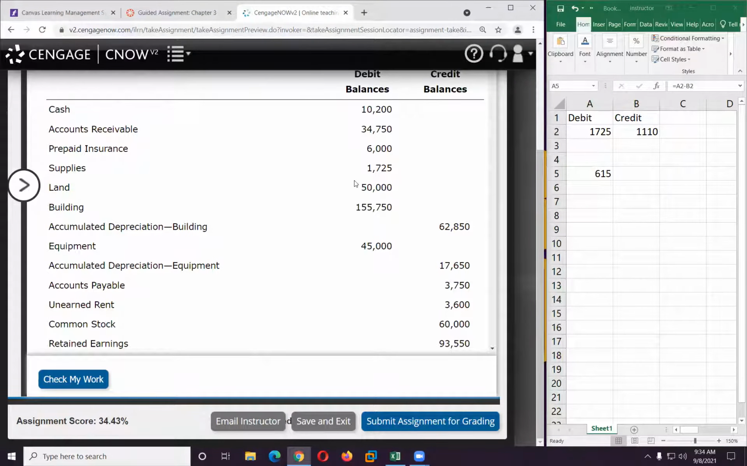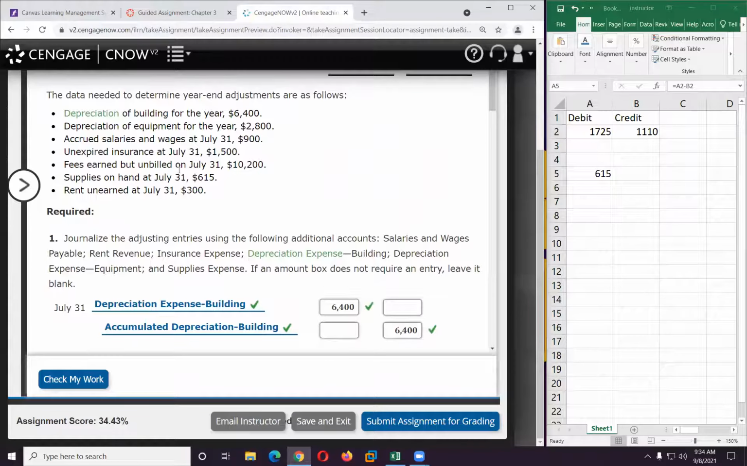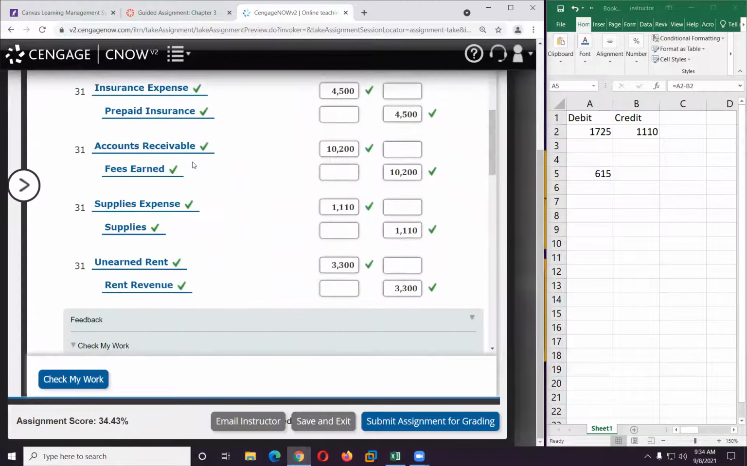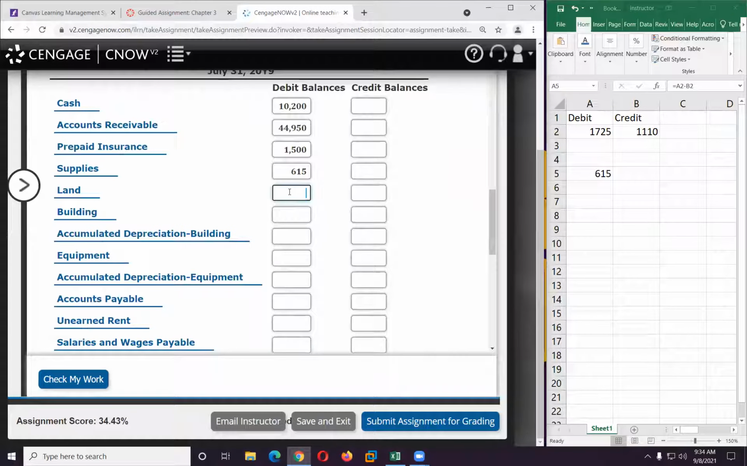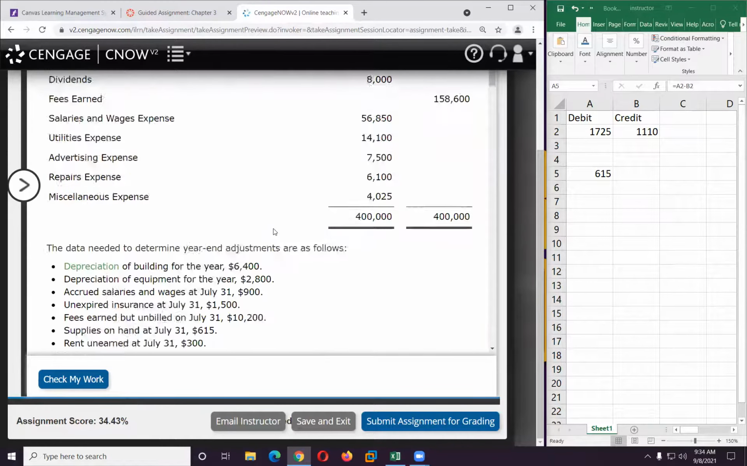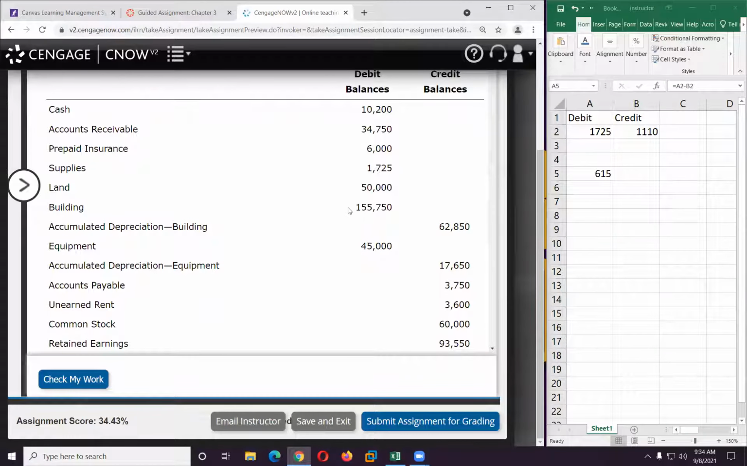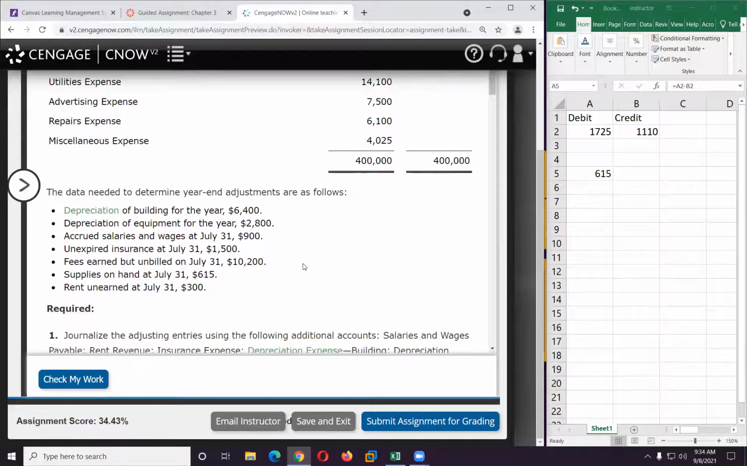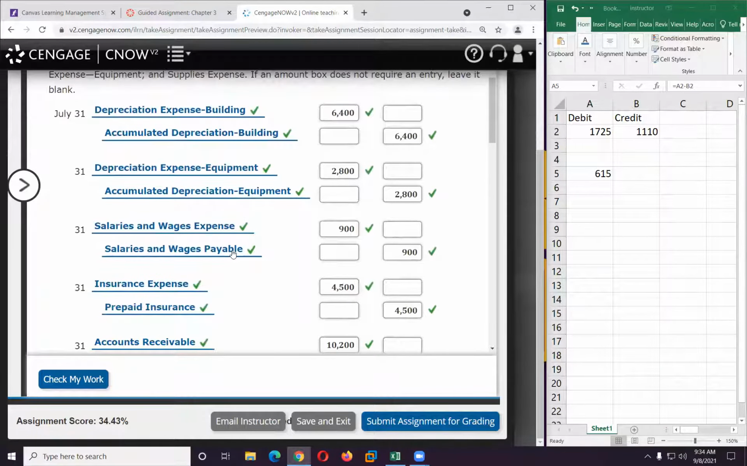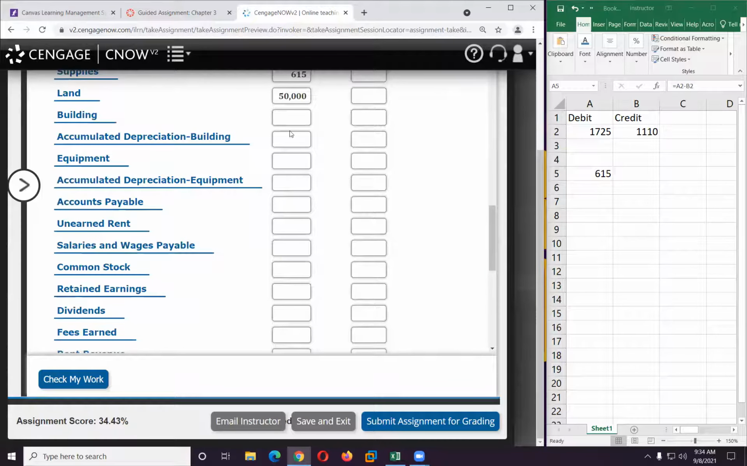Land had a debit balance of 50,000. There were no adjustments to land. So it's going to continue to have a debit balance of 50,000. Building had a debit balance of $155,750. There were no adjustments to building, so it will continue to be 155,750.